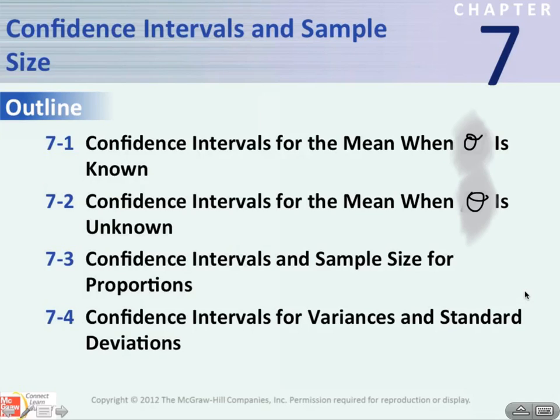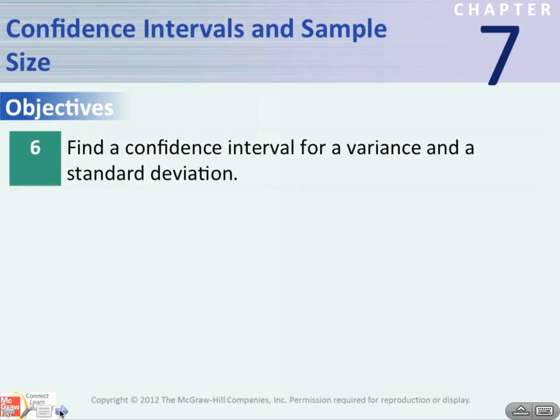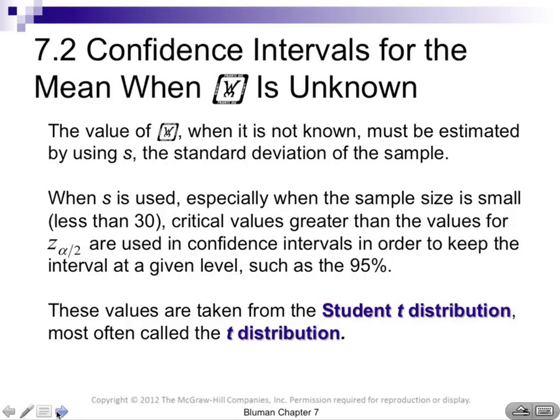So confidence intervals for the mean when sigma is known, we did that one. This one is confidence intervals for the mean when sigma is not known, and it also has to do with a small sample size. So we're not going to do 7.3 and 7.4 in this particular unit. Objectives: find a confidence interval for a variance and standard deviation. That's the sixth one, and somehow I may have left the rest of the objectives off, but anyway.